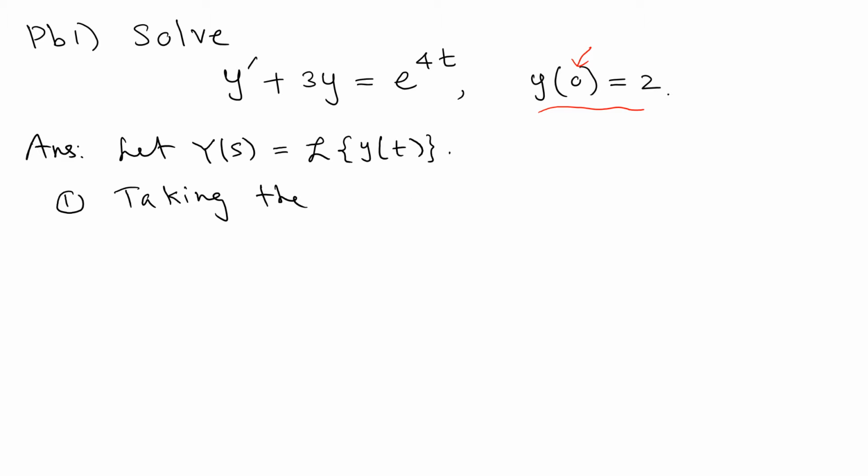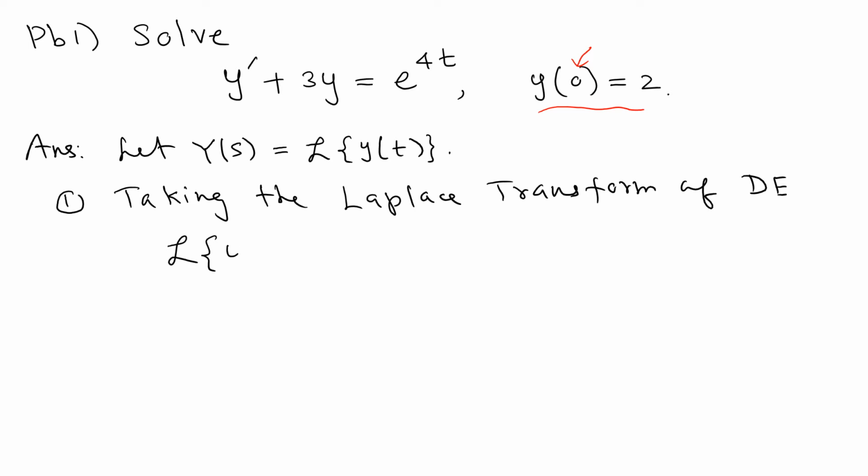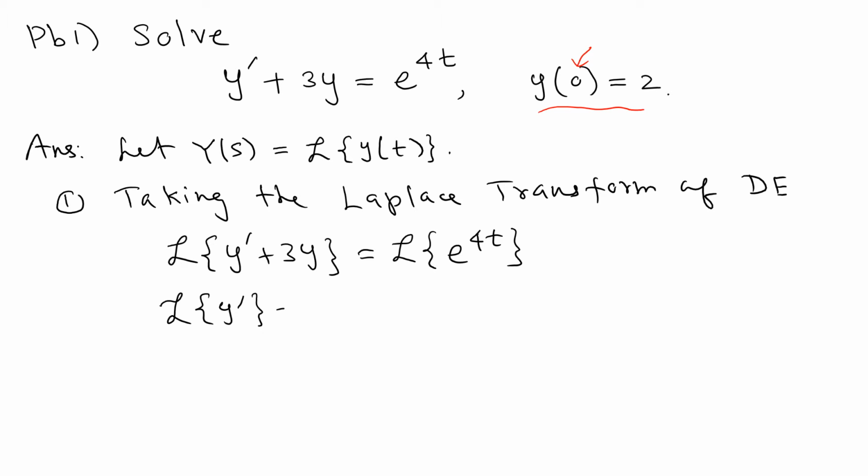So taking the Laplace transform of the differential equation, you can write it like this: the Laplace transform of y prime plus 3y equals the Laplace transform of e to the 4t. We take the Laplace transform of both sides. Now we know that the Laplace transform is a linear operator, so we can break this into two. It's the Laplace transform of y prime, plus 3, which is a constant, you can pull it out, and then the Laplace transform of y, which equals the Laplace transform of e to the 4t.